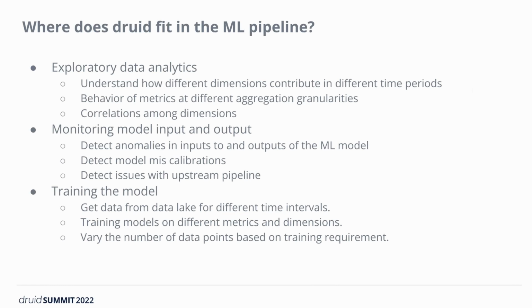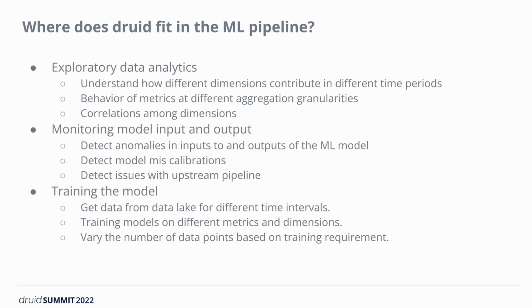Obviously, highly correlated attributes don't give additional information to the model, but bloat up the training data. And also look at how different metrics behave at different granularities. These are the kind of things one would do in exploratory data analytics, and this is an area where Druid helps when you're dealing with a machine learning pipeline.